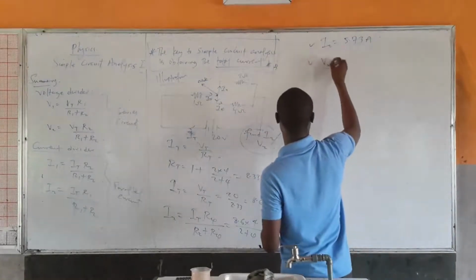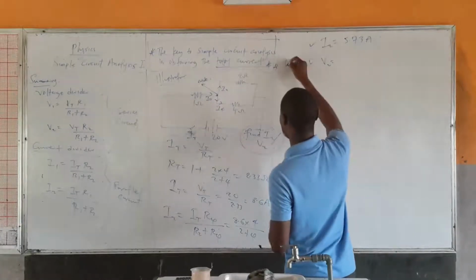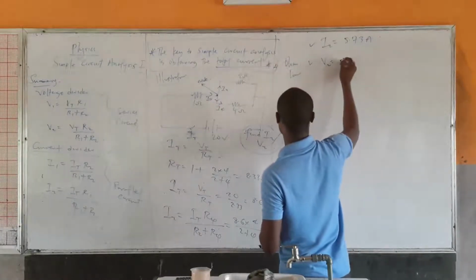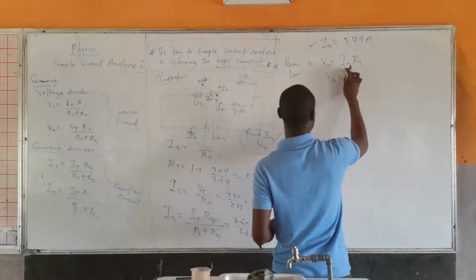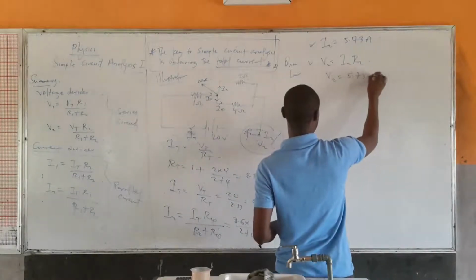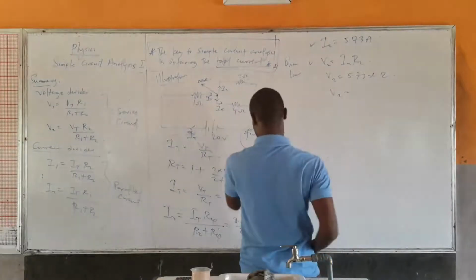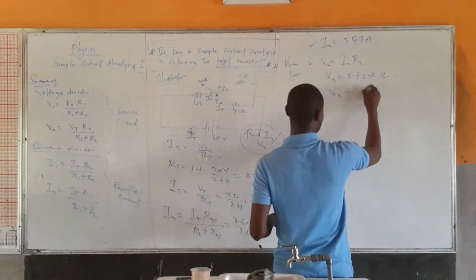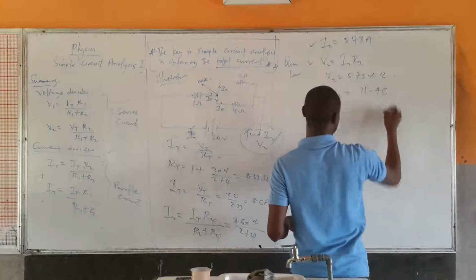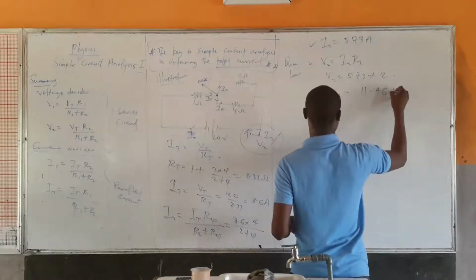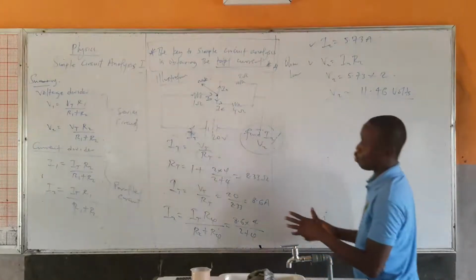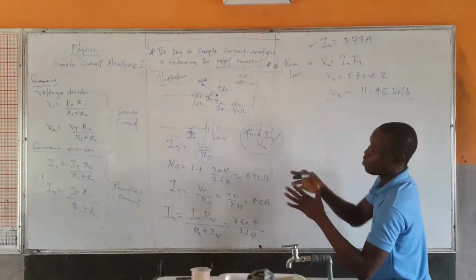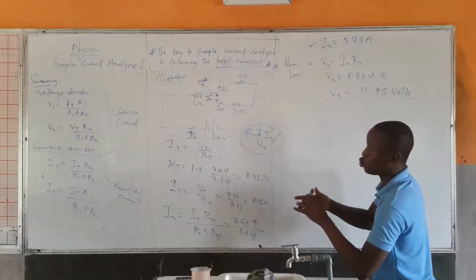So the next thing is to find the voltage. The voltage, remember from Ohm's law, what will be the voltage? I2 times R2. So I have V2 equal to what's I2, 5.73 times 2. What do we have there? We have 11.46 volts.